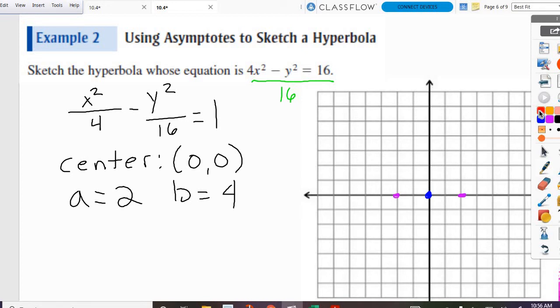So notice that my b value is 4. So I'm going to go up and down 4, and then I'm going to make a box that connects those points together. They're kind of like what your co-vertices would be for your ellipse. And then I'm just going to draw a line that connects the corners and my center. And those are the asymptotes.